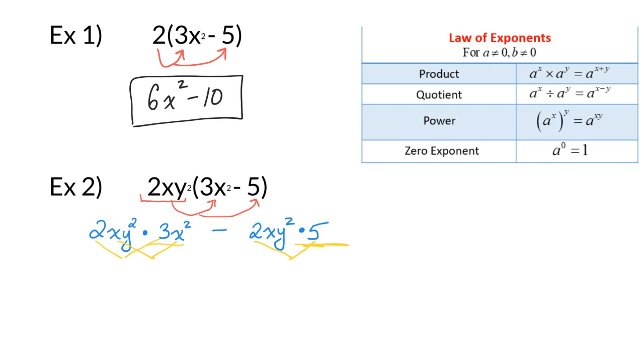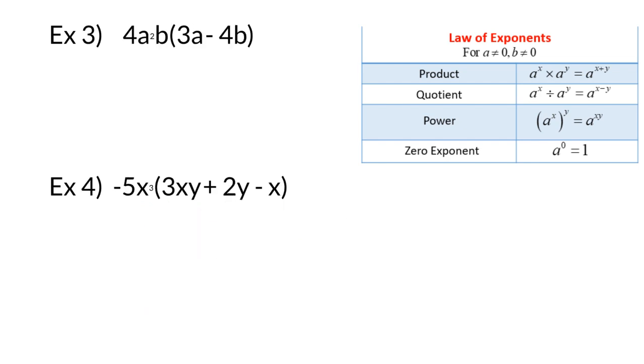So my next line would look like this. In my first term, the 2 and the 3 make a 6. My x and my x squared give me an x cubed. And I don't have any more y's here, so the y squared just stays y squared. So these two simplify to that. Same thing with the second term. The numbers go together to make a 10, and since there's nothing here for variables, whatever I started with, I don't change. So this is my final answer.